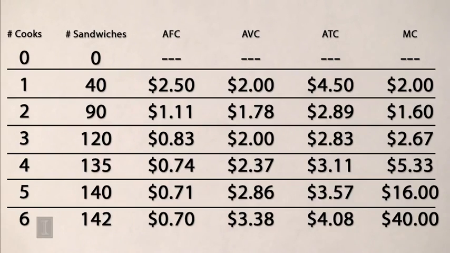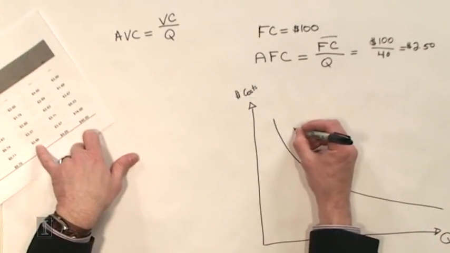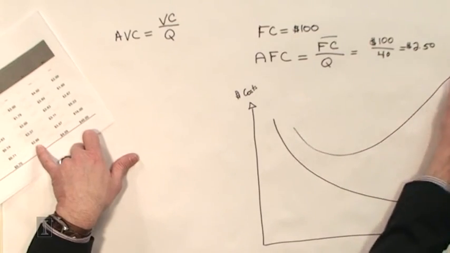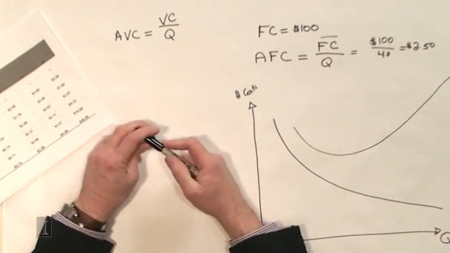But when you have 3 cooks, your average variable cost starts to go up to $2 per sandwich. Then when you have 4 cooks, it's actually $2.37 per sandwich, and it starts to go up at that point. So it kind of goes down at the beginning, but then it starts shooting up. And again, the reason for that is the diminishing marginal product. At some point, you're paying the workers the same money, but they're bringing you less and less output.